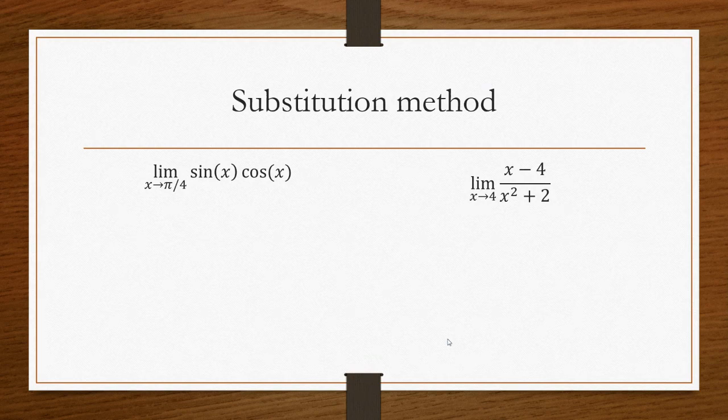So first off, every time you do a limit, the first thing you should try is just substituting. So you should try plugging your number in. For this particular limit, I'm doing the limit as x gets close to pi over 4. Well, it turns out that sine of pi over 4 exists. Cosine of pi over 4 exists. And when I multiply those two answers together, they exist too. So root 2 over 2 times root 2 over 2 would be 2/4 or 1/2.